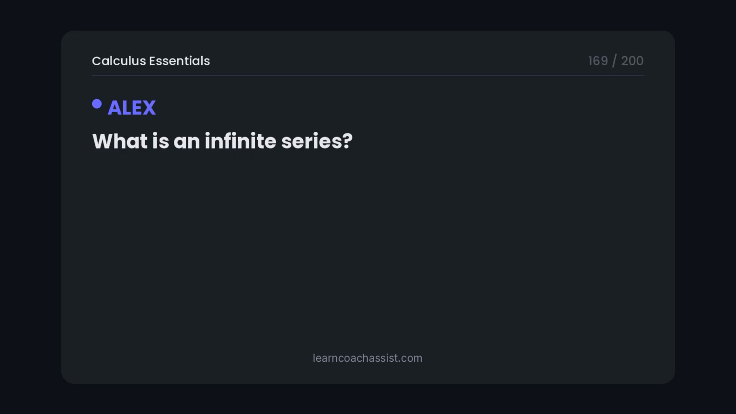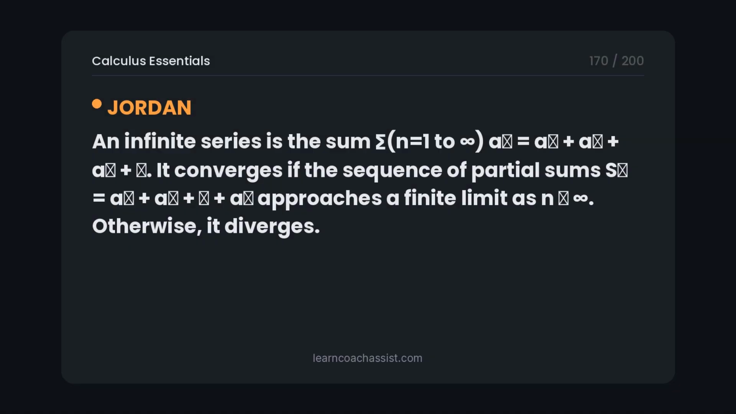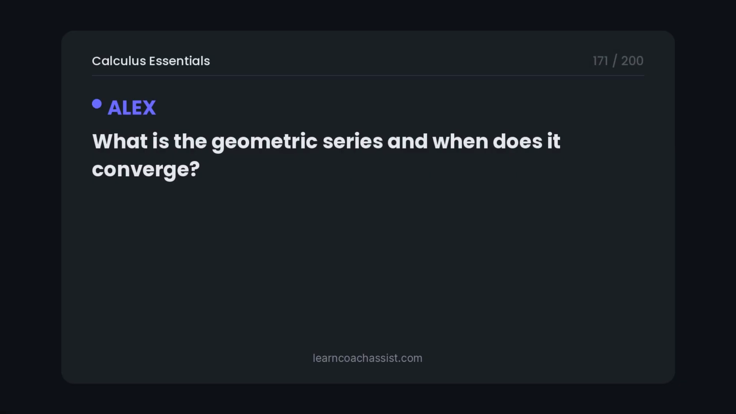What is an infinite series? An infinite series is the sum, sigma n equals 1 to infinity, of a_n, which equals a1 plus a2 plus a3 plus and so on. It converges if the sequence of partial sums s_n equals a1 plus a2 plus up to a_n approaches a finite limit as n goes to infinity. Otherwise, it diverges.